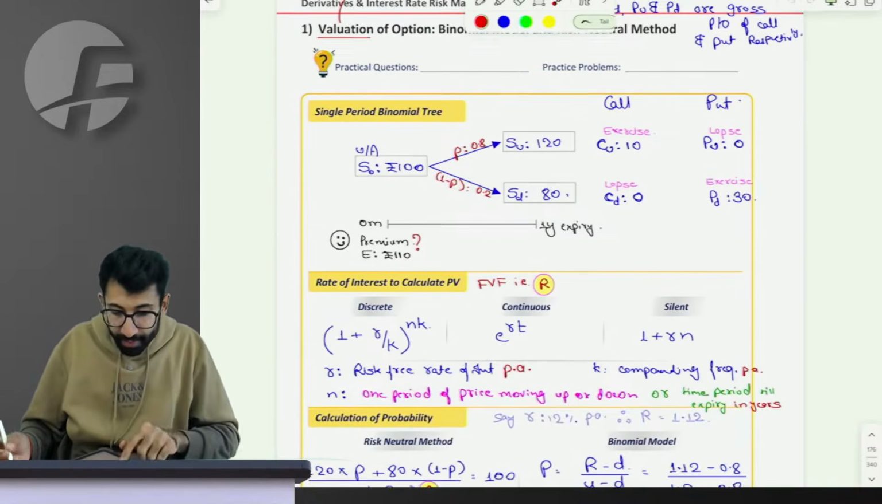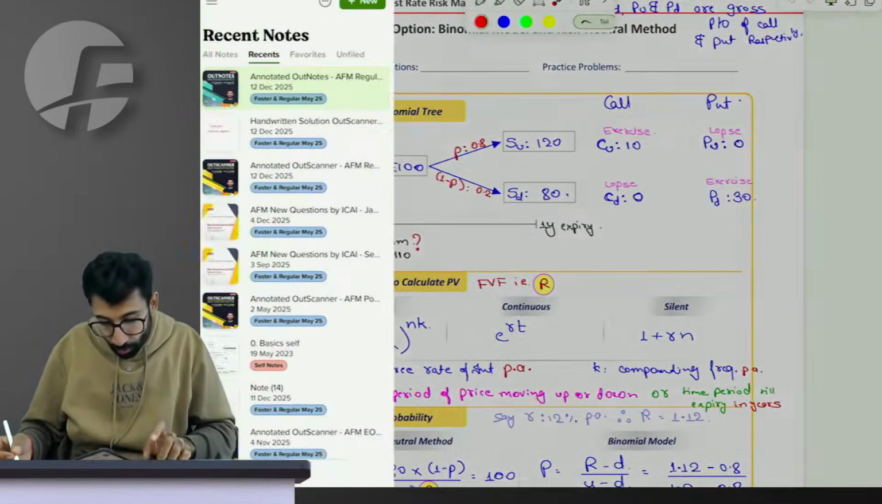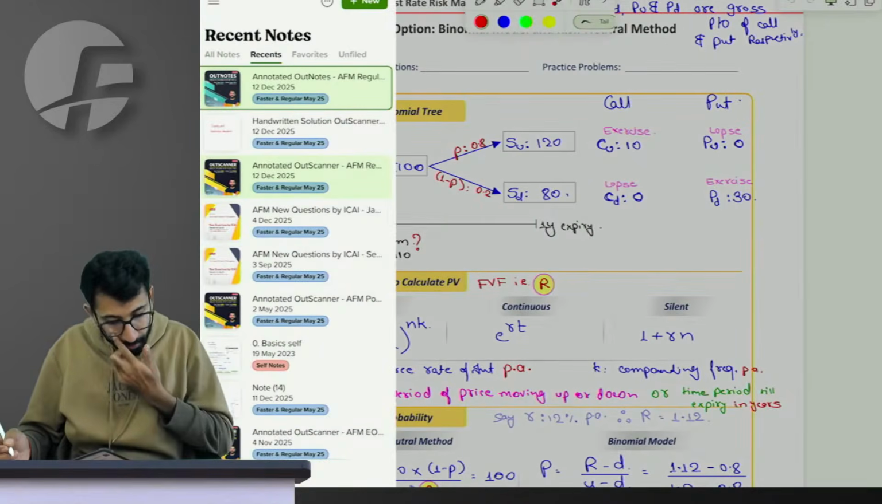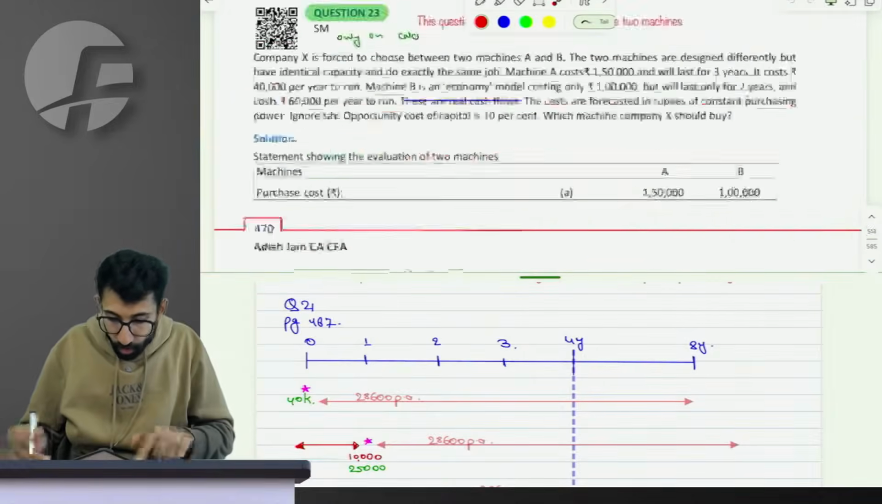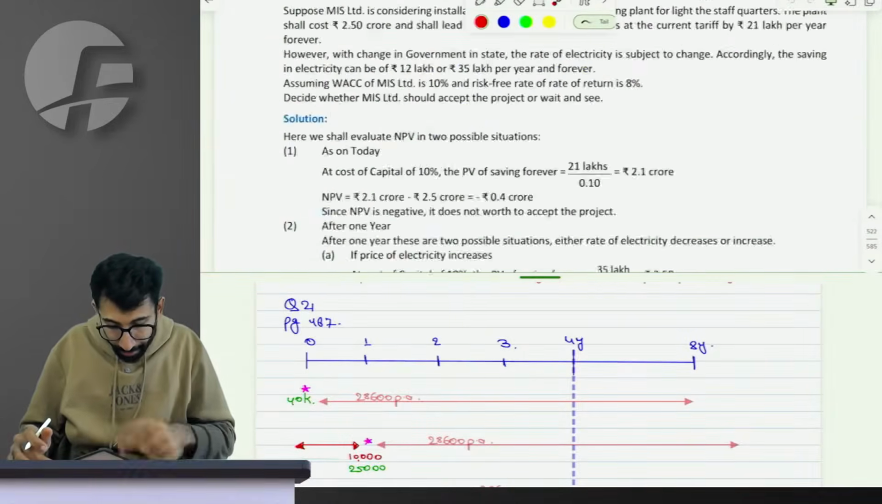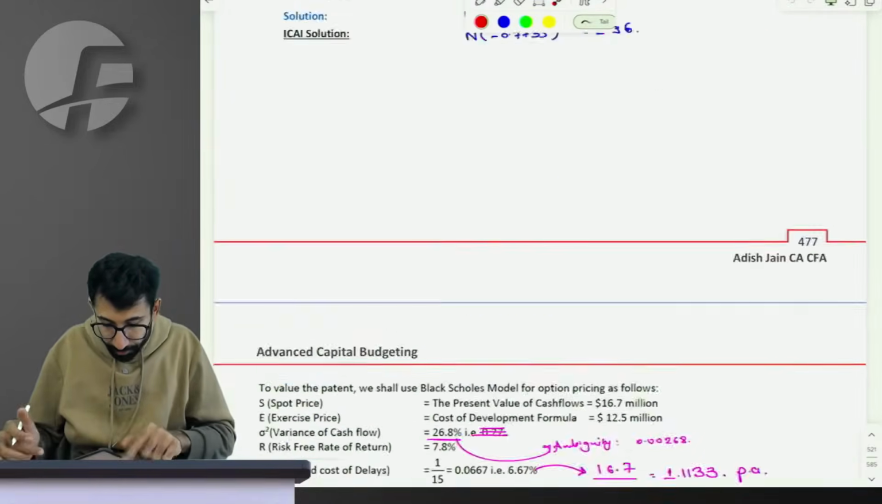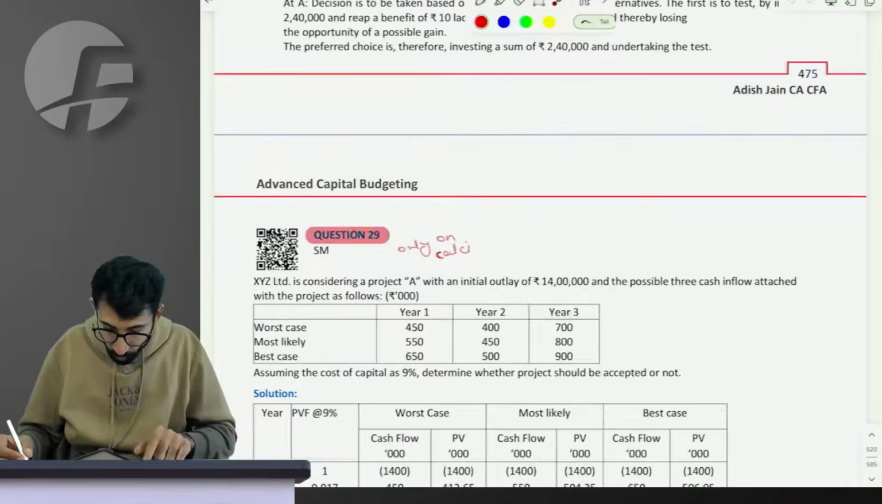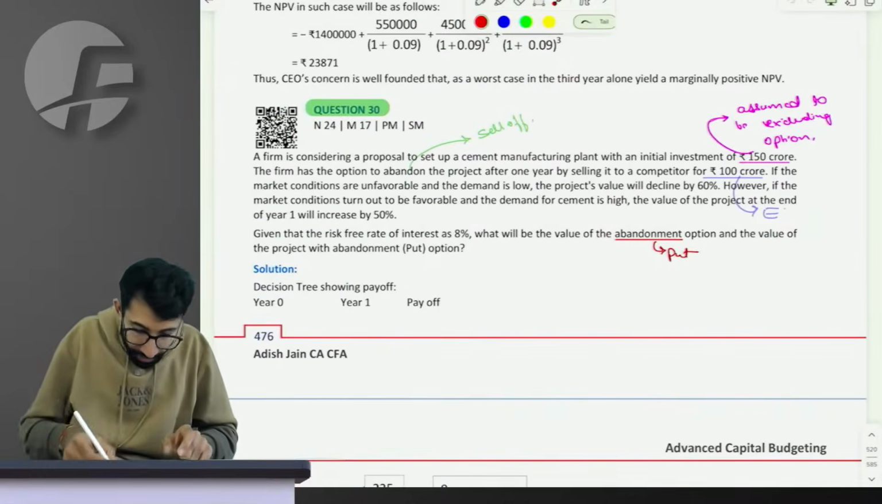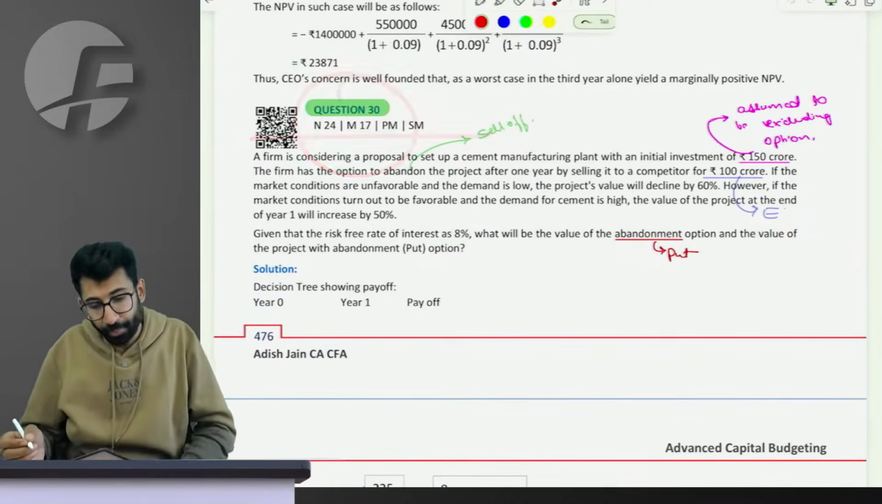Perfect. So this is how you value the option. The same thought process is to be applied to a practical question we're going to do. So let's solve in the class the capital budgeting question, people. Question number 30. So let's solve question number 30, a great question.